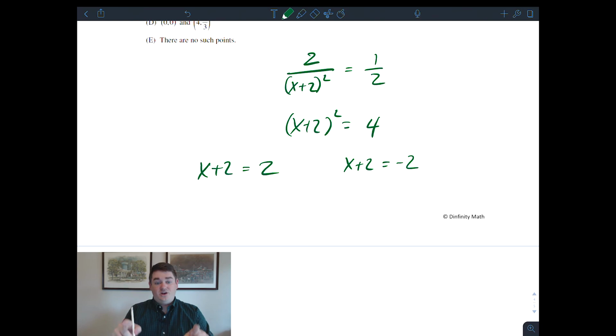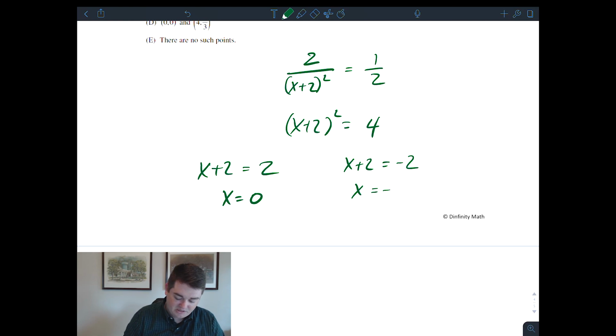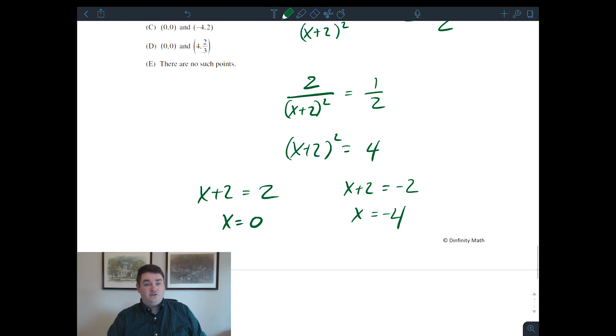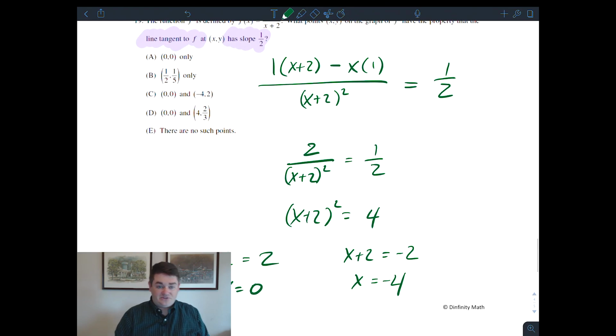So now I have two equations to solve. X plus 2 equals 2, so x could be 0. X plus 2 equals negative 2, so x could be negative 4. And looking at my answer choices here, I only have one answer choice that has 0 and negative 4, so my answer is C.